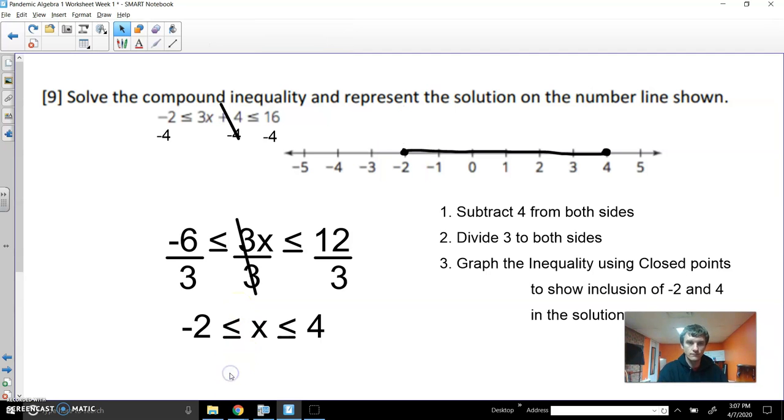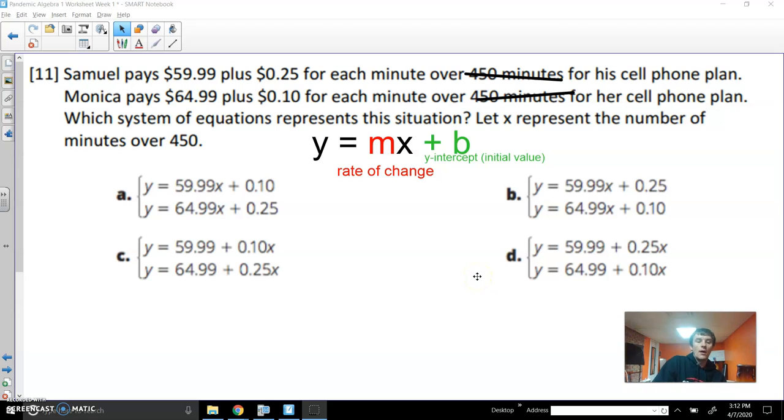So for this next problem I want to look at, it says Samuel's paying so much plus 25 cents for each minute. So it's a very similar problem to the one we just looked at a moment ago. But in this case, if you read both of them, these are specifications for 450 minutes for each of their phone plans. Since they have both of those things in common, it's not really important for me to use that in A, B, C, or D here. But it is important to them and based on how the whole plan works.